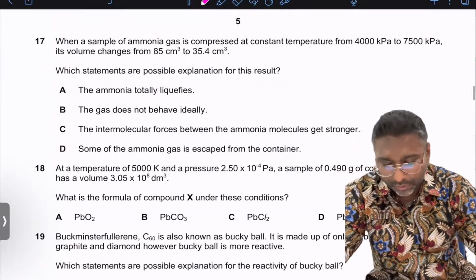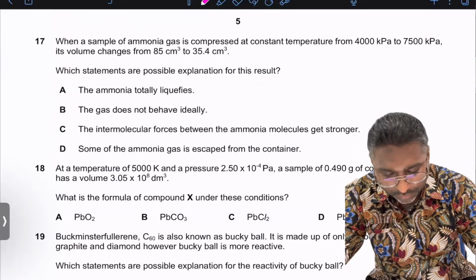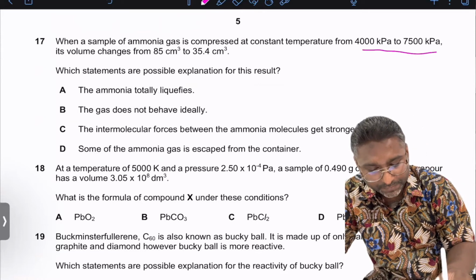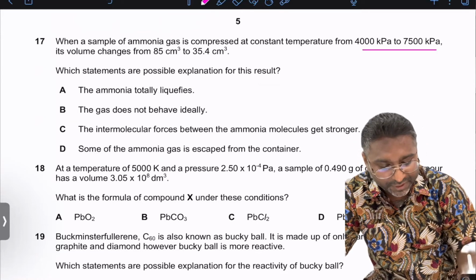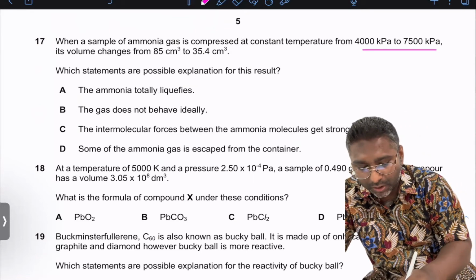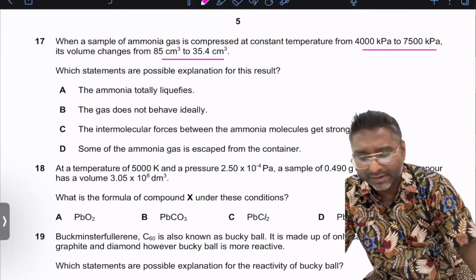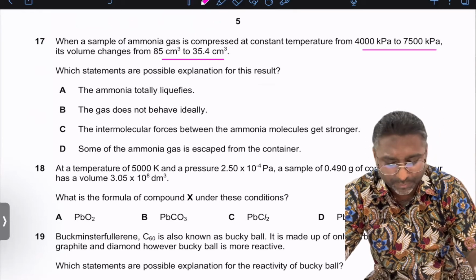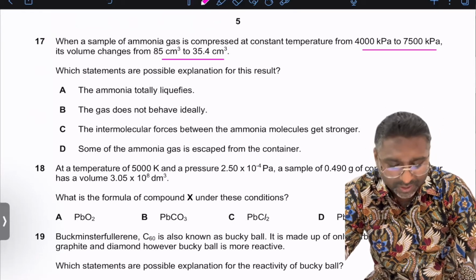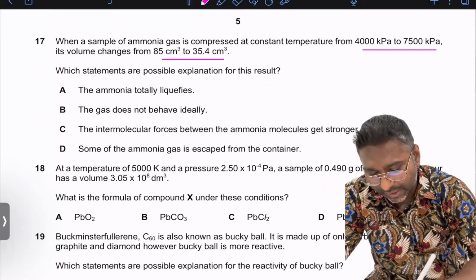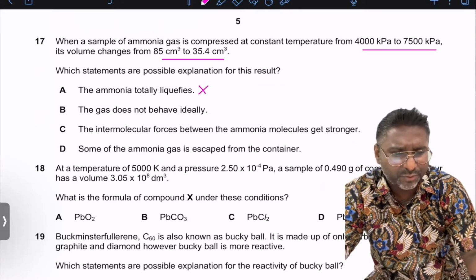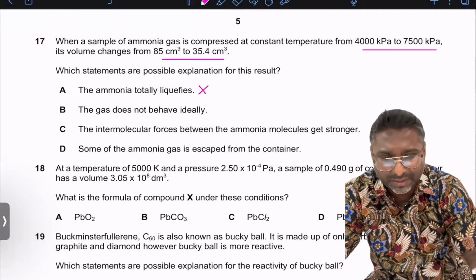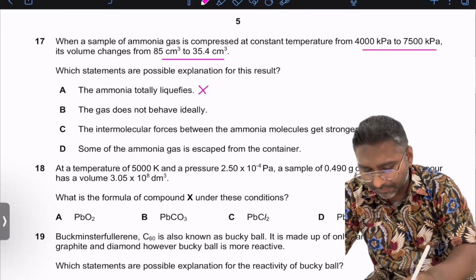17. Now, when a sample of ammonia gas is compressed at constant temperature, when you increase the pressure, the volume is decreasing. Of course, understandable. You increase the pressure, volume will actually become smaller. Which is a possible explanation for this result? Liquefies, no. Just because of these values, you cannot say it's going to totally become liquid. This one we wait first.